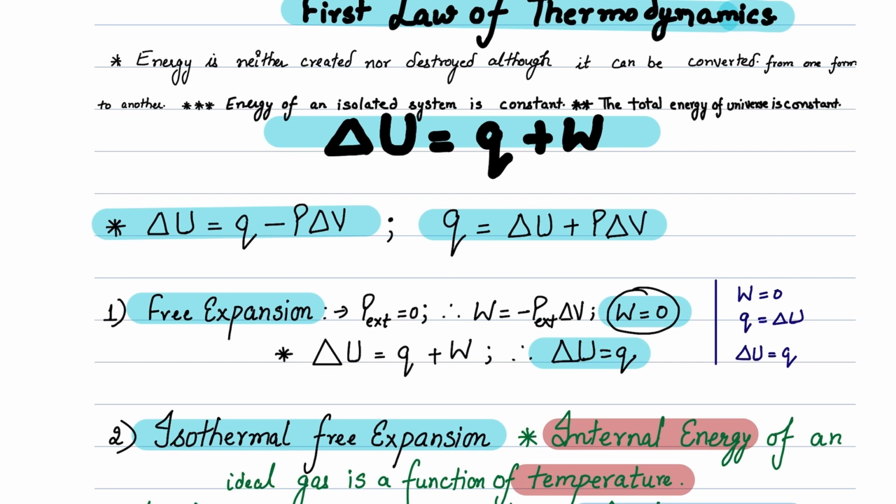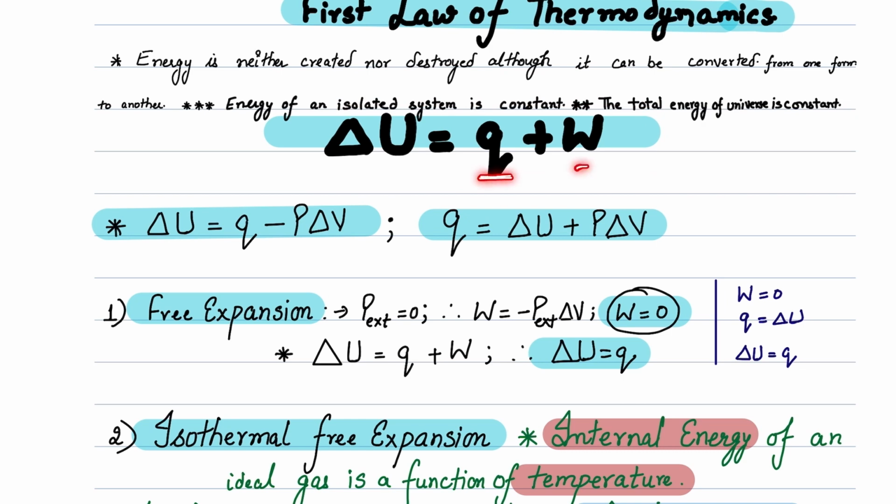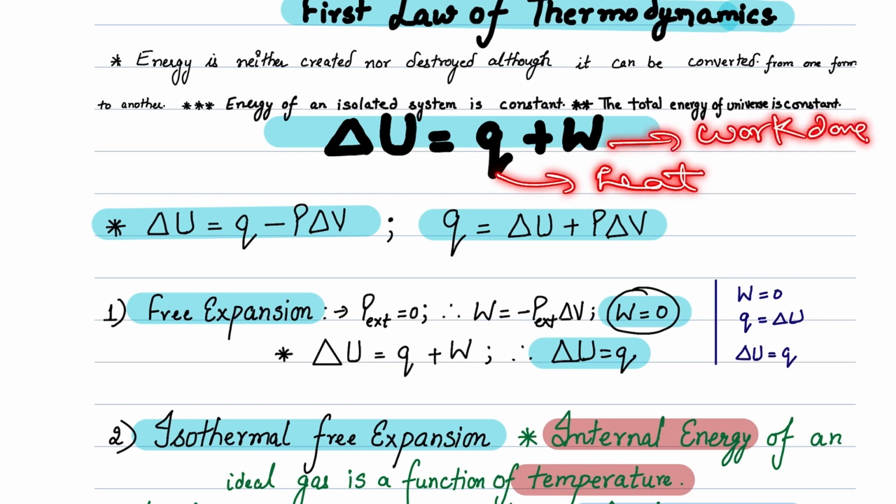another. That is, energy of an isolated system is constant, or the total energy of the universe is constant. Mathematically, this law can be represented as delta U is equal to Q plus W. Q here is heat absorbed, while W is the work done, and delta U is the change in the internal energy. So, this is our first law of thermodynamics, that is delta U is equal to Q plus W.